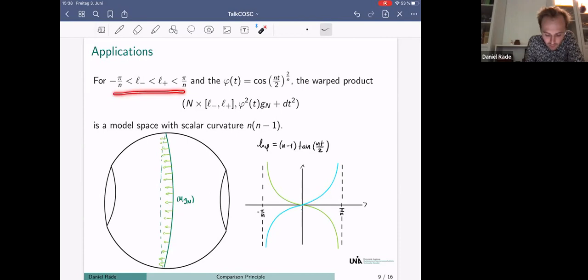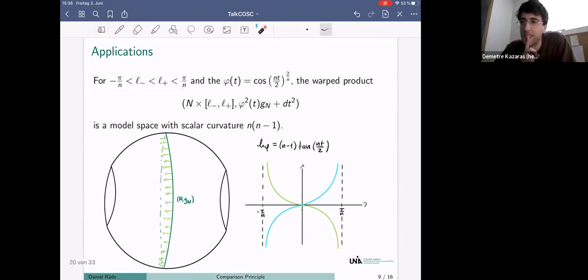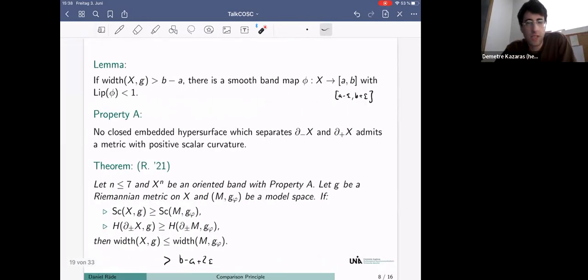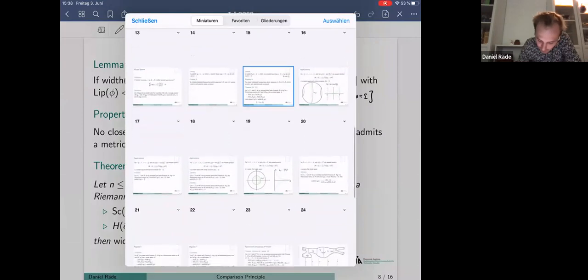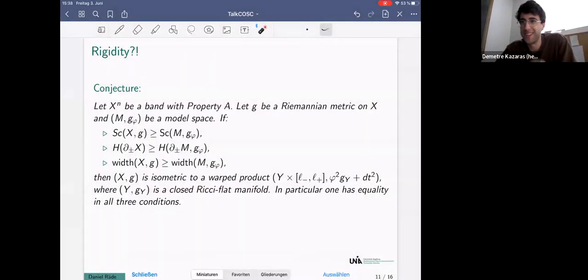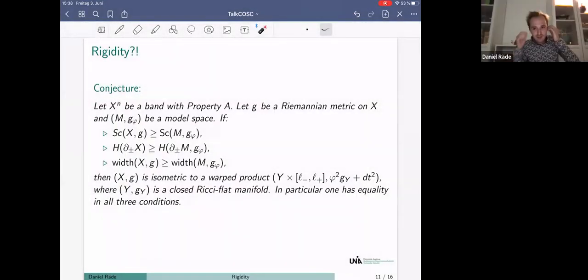Wait, sorry, before we get too far into this, does this come with a rigidity statement? Okay. So I think I have some rigidity slides. It's later. No, it's fine. It perfectly fits here. So there's a rigidity question here. The theorem again is, if those two things are fulfilled, then the width of X, g is less or equal than the width of M, g.